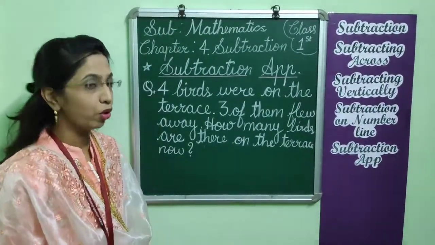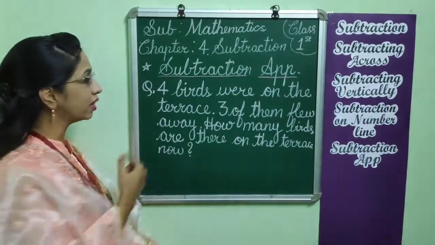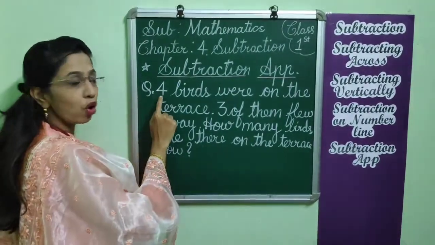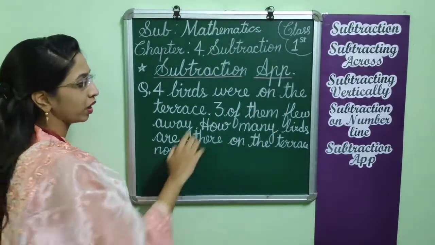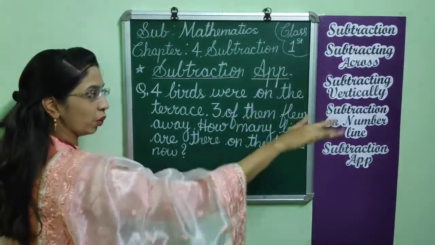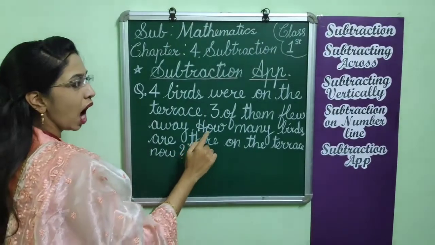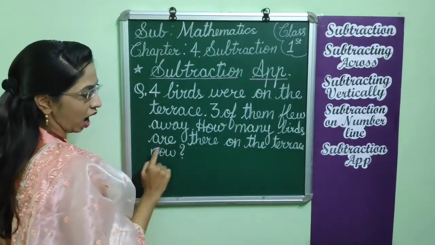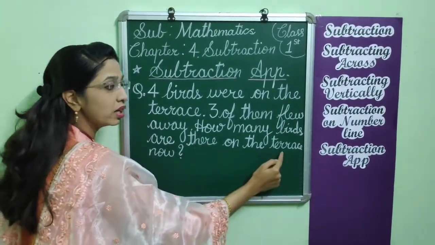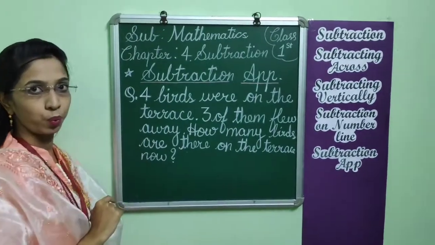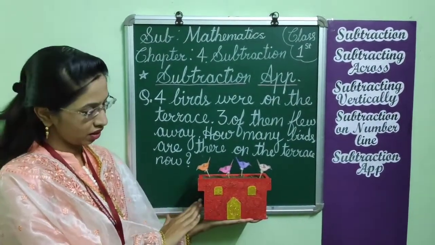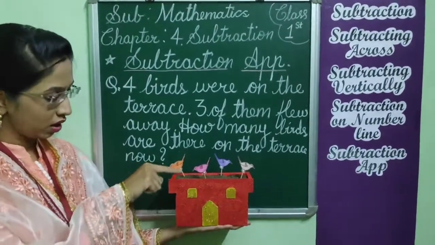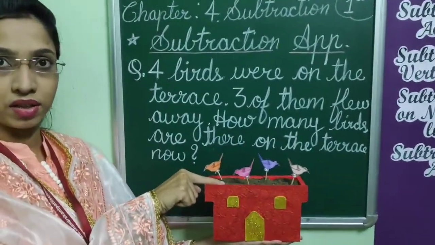Let's see one more example. Read the question with me. 4 birds were on the terrace. 3 of them flew away. How many birds are there on the terrace now? Look at here, children. What is this? This is a house. This is called a terrace.